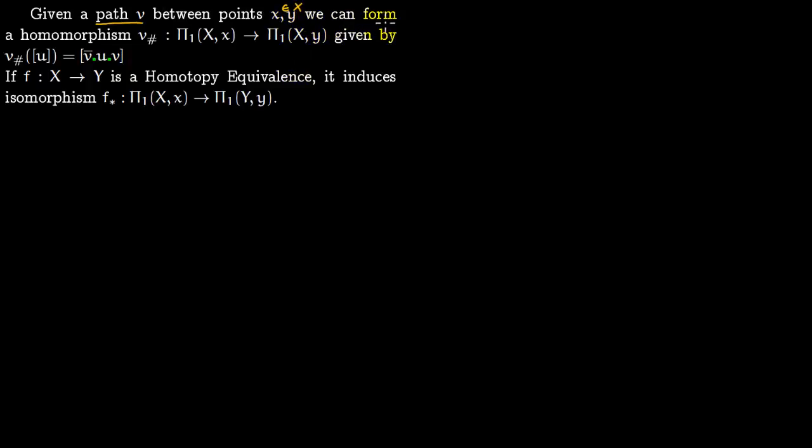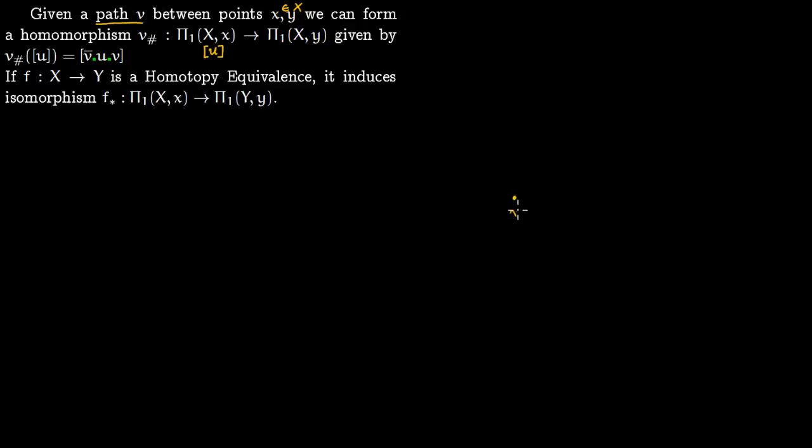Then we can form a homomorphism between the fundamental group based at x and the fundamental group based at y, and again this space capital X is where both these points lie. This homomorphism, via the path v, carries one fundamental group to the other. So you're carrying a loop u from here to here. You can see this in a diagram.